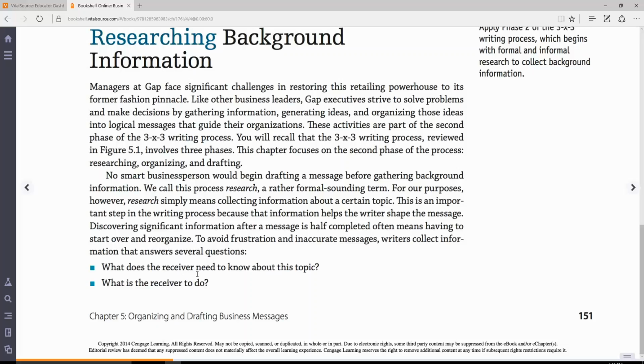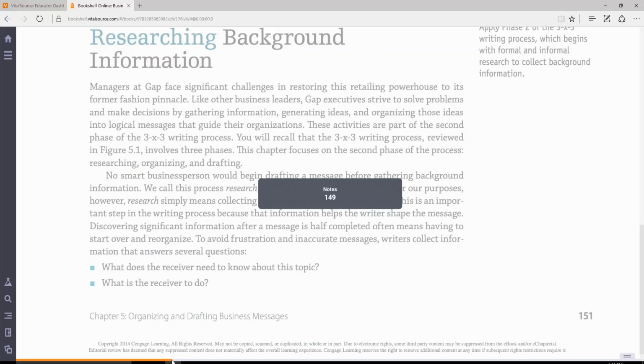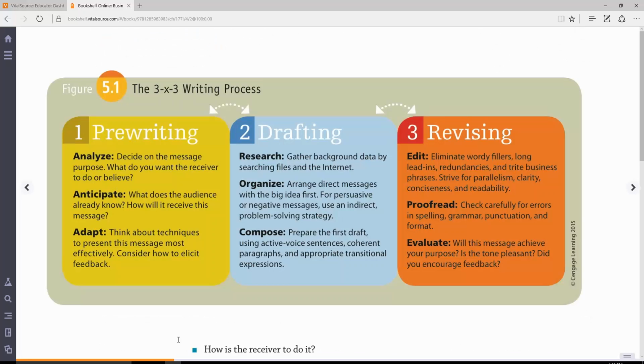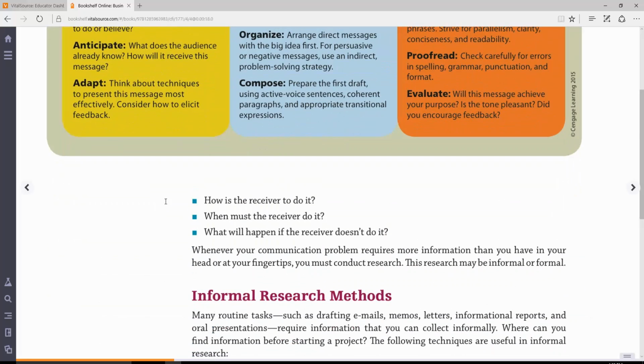One, what does the receiver need to know about this topic? Two, what is the receiver to do? So once they get this information, what are they going to do with it? In just a second, we'll go over this. How is the receiver to do it? When must the receiver do it? What will happen if the receiver doesn't do it?